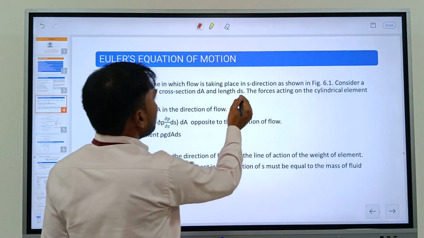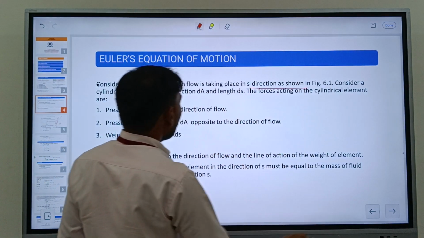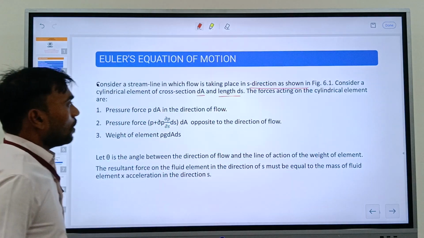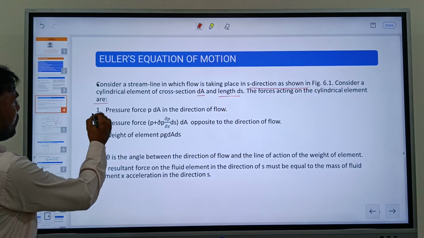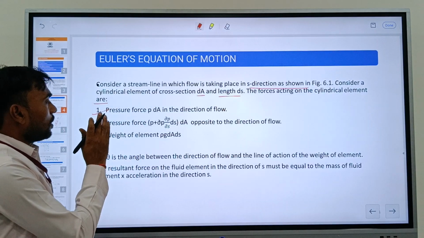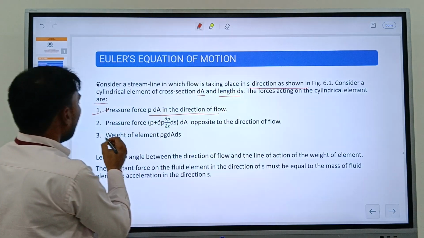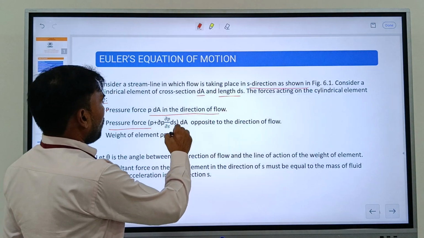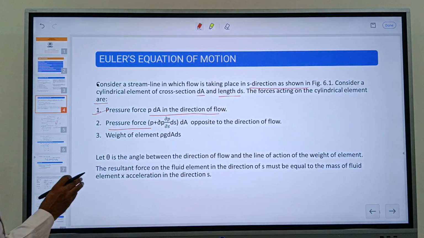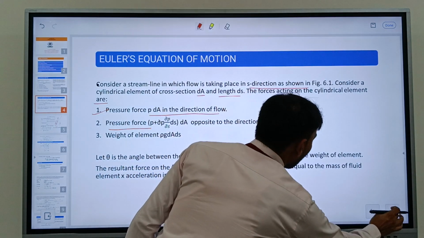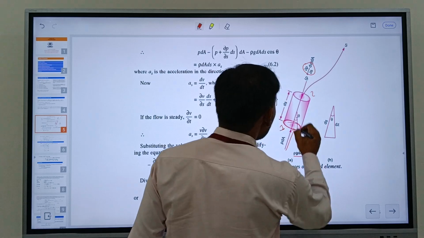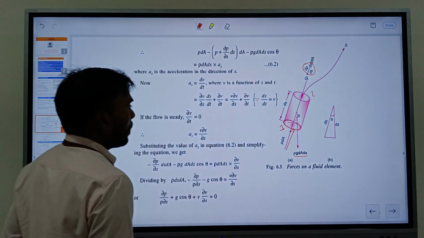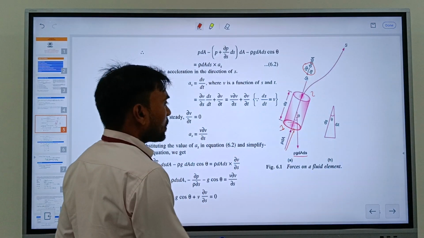Let us consider a streamline flow taking place in a particular direction, the s direction, as shown in the figure. If the element is cylindrical, then its cross-sectional area dA and length ds are considered. The overall forces acting on the cylindrical element are: first, the pressure force at the first surface, p into dA, in the direction of flow. Second, the pressure force at the second surface, (p plus del p by del s into ds) into dA, opposite to the direction of flow. And third, the weight of the element, rho g dA ds, which acts vertically downward. In this figure the forces are acting and their directions are shown here.